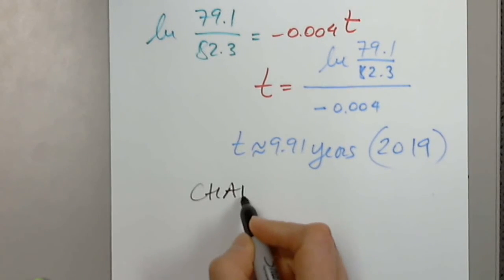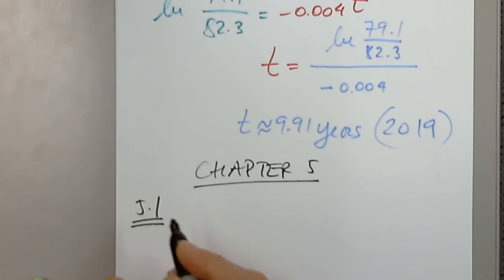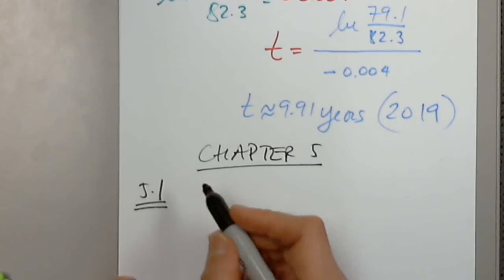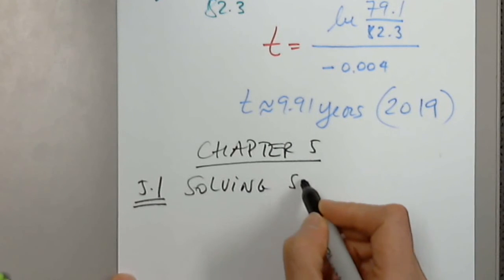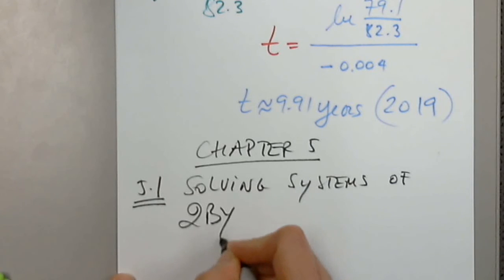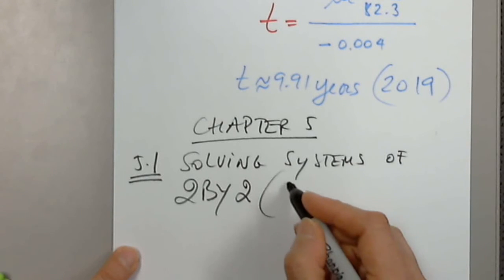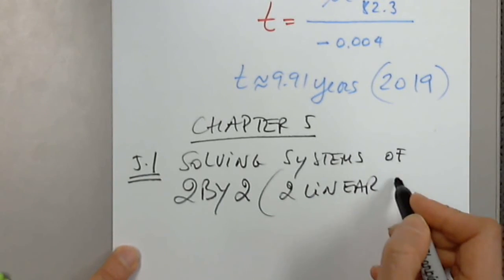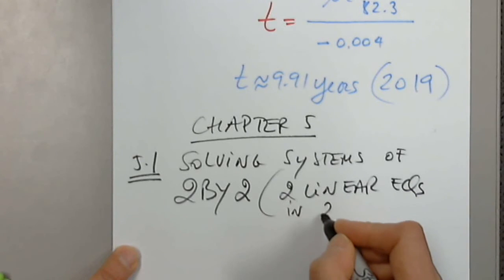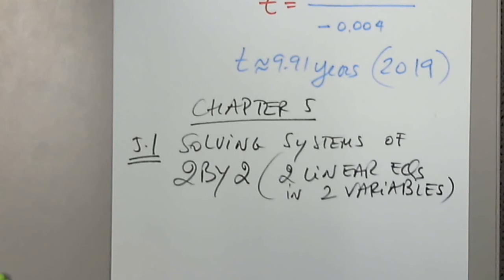Okay, chapter 5. 5.1 is a review from a previous course. It's solving systems of 2 by 2, which means two linear equations in two variables.